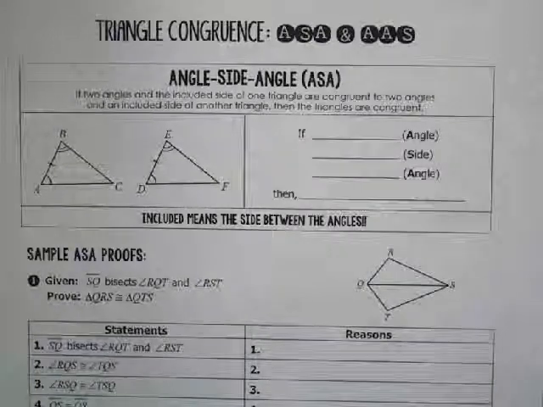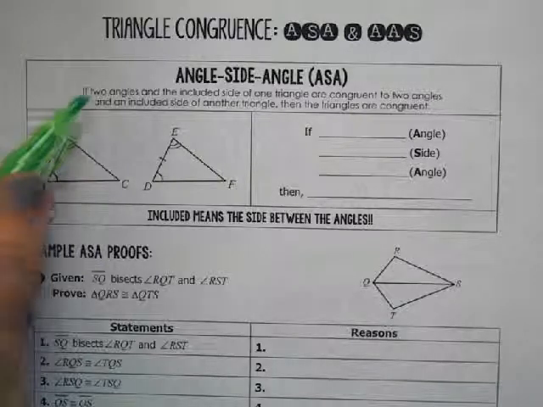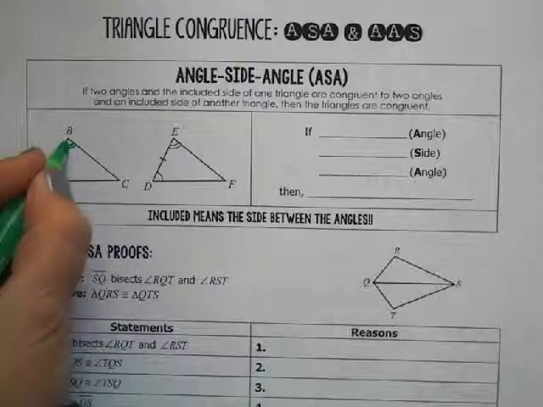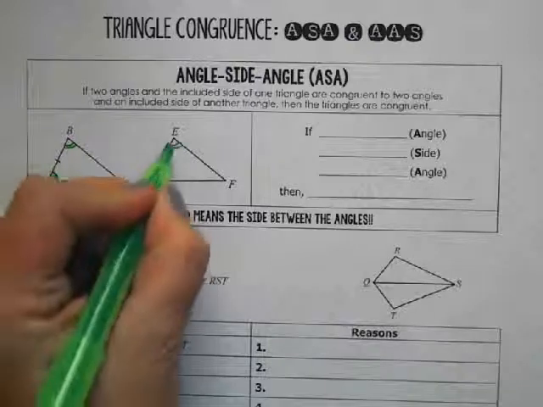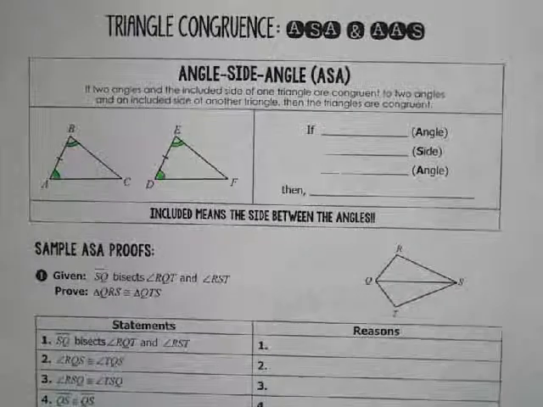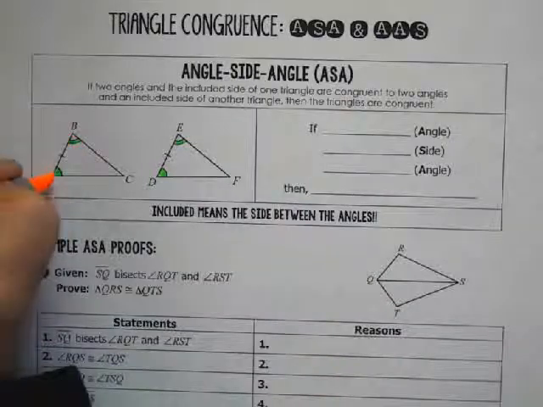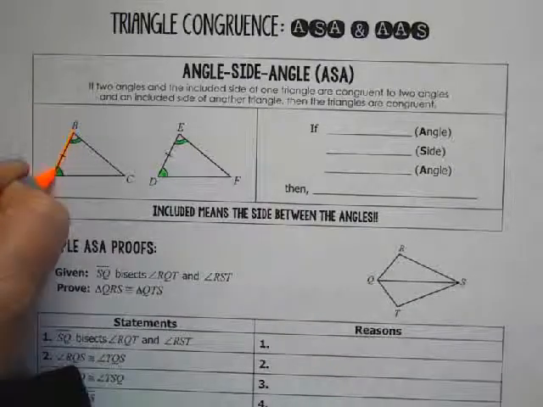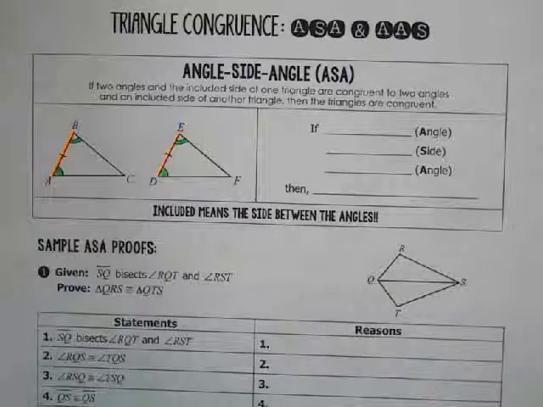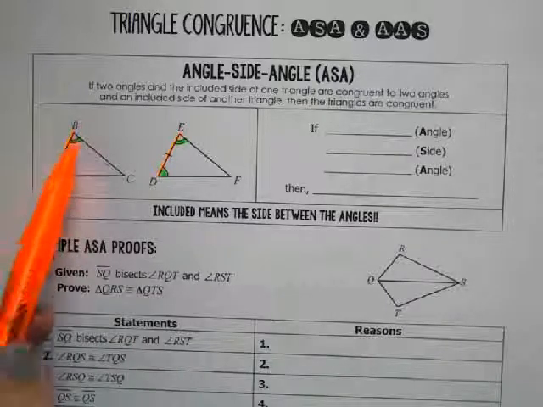And just like side angle side, the order and the placement of the angles and sides does matter for this proof. So angle side angle means two angles and the included side. So these are the two angles that are marked, and the included side has to basically be from one angle to the other, connecting those angles if you want to think of it that way. So angle A to angle B makes side AB, and angle D to angle E makes side DE. So the included side is the side that is between the two angles.